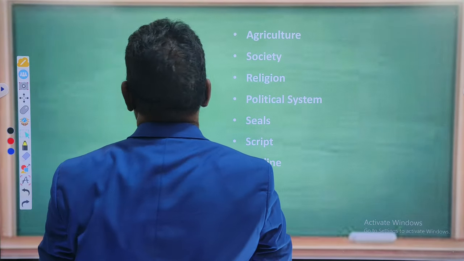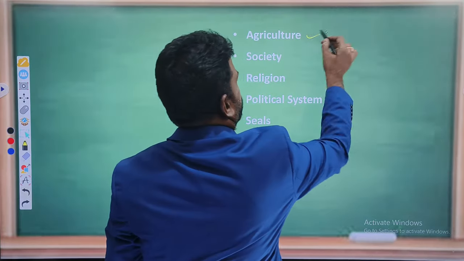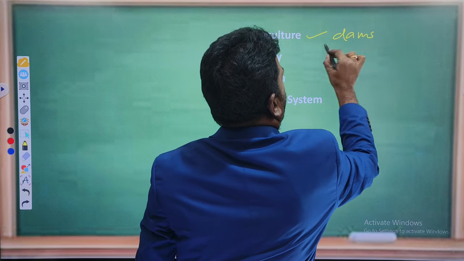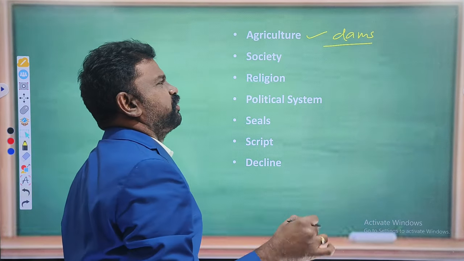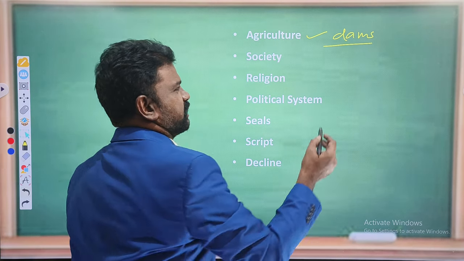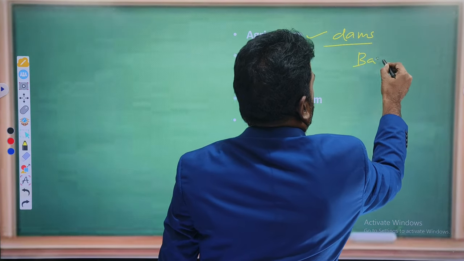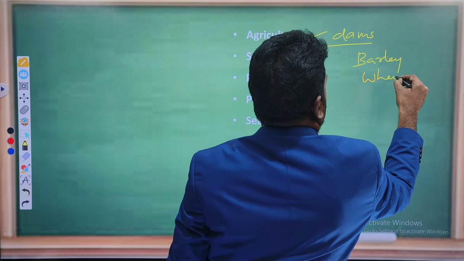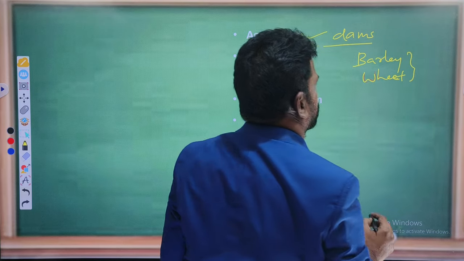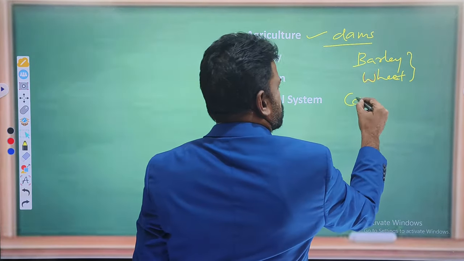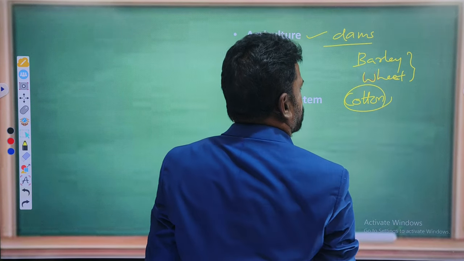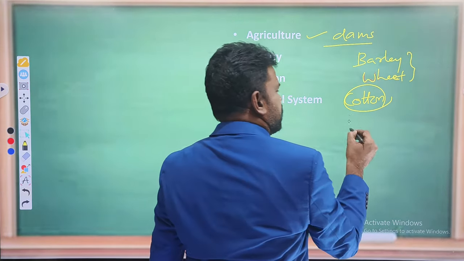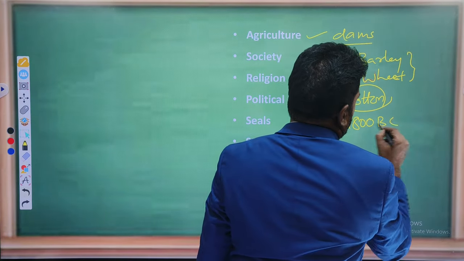And another thing, agriculture was the main feature of this area. They constructed dams. They also produced different agricultural crops like barley and wheat. Wheat and barley were the main crops. These two were the main crops of that period. Cotton was also found. Cotton belongs to the late Harappan period, around 1800 BC, when the production of cotton was discovered.